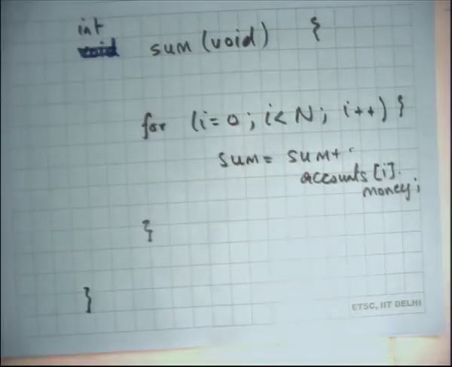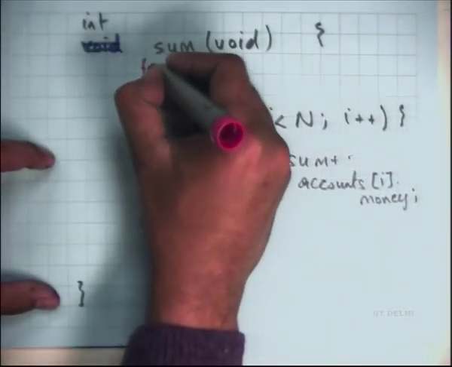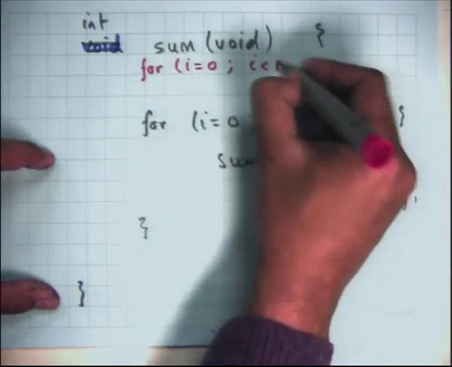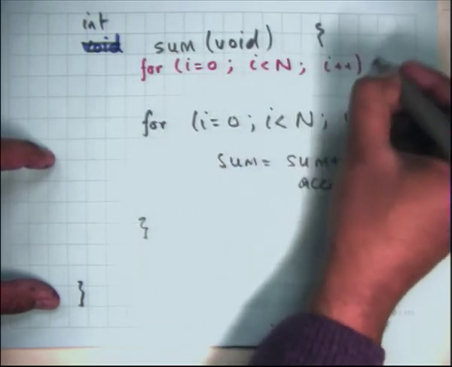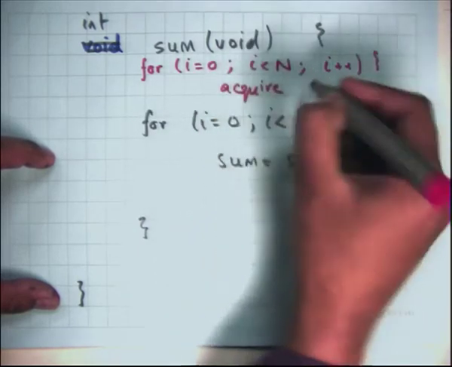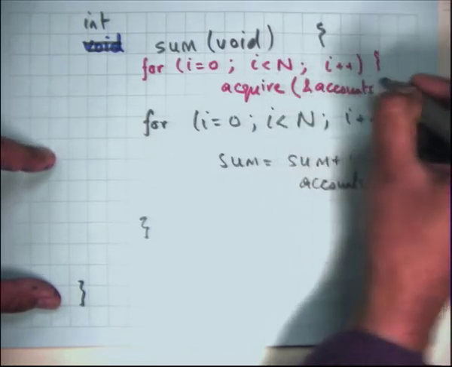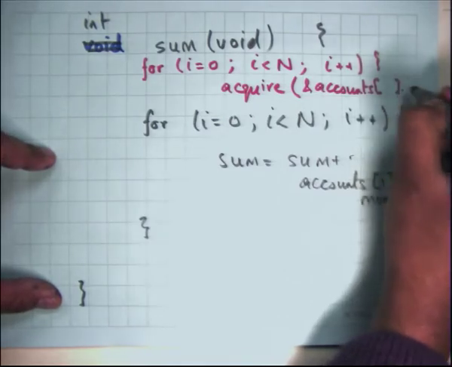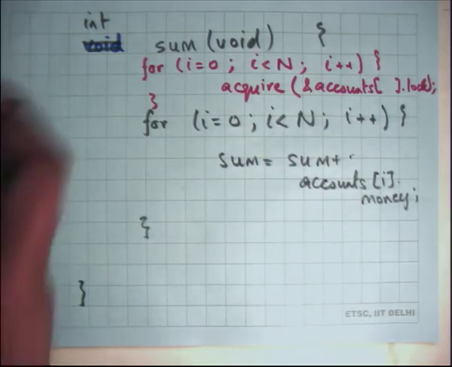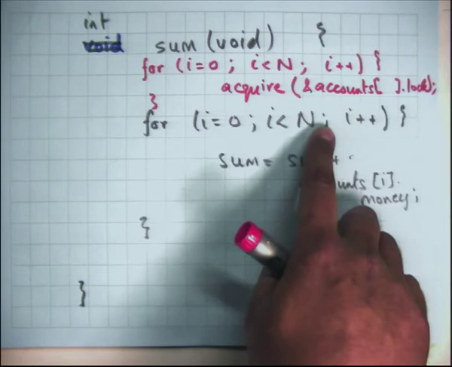Sure. So let's first look at what we can do. So let's say the right thing to do would be for i equal to 0, i less than n, i plus plus, acquire accounts[i].lock. Well, this is not correct either, right? Because I'm not obeying any order on the locks. I should have really ordered it by ID.